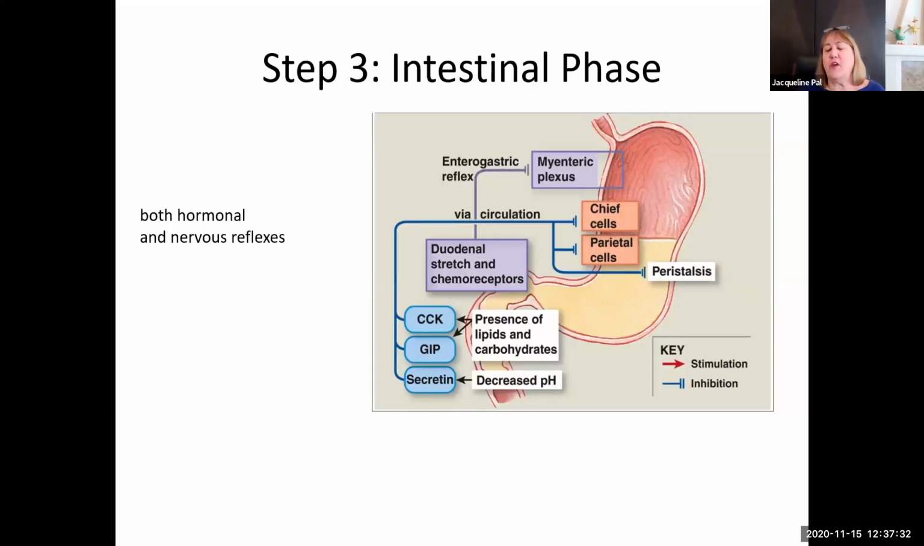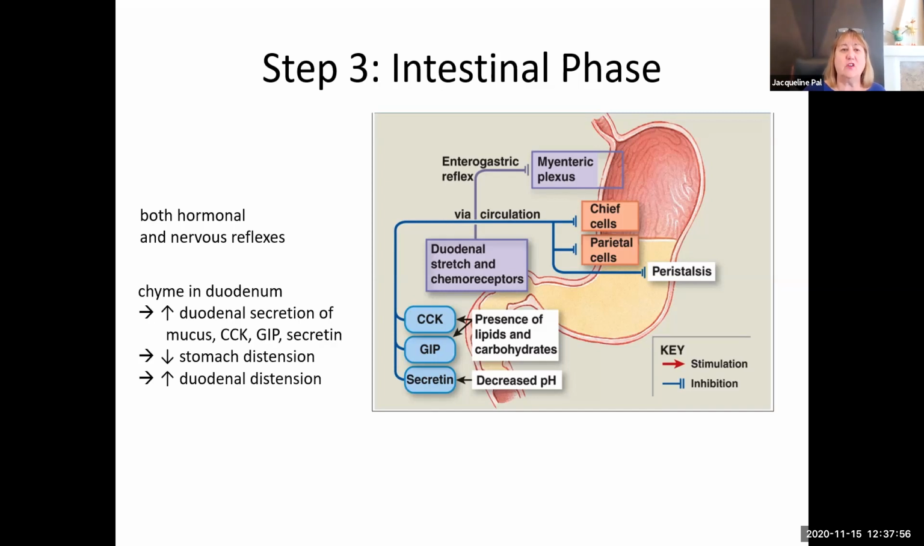In our third phase, we are going to have gastric contents exit the stomach into the intestines. So this is why it's called the intestinal phase. So it's going to involve the duodenum, and there's going to be, once again, both hormonal and nervous reflexes. So this all starts when we have that partially digested food bolus with the liquid called chyme, which exits through an open pyloric sphincter and goes into the duodenum.